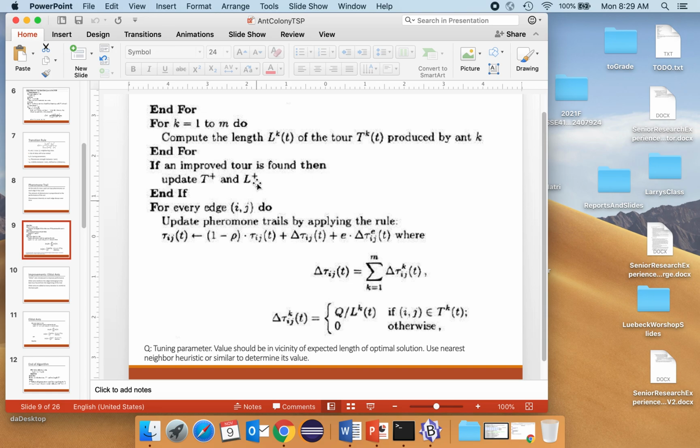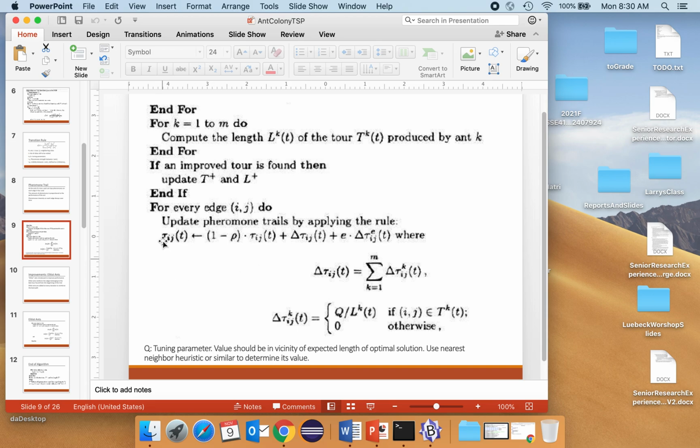So this is where we simulate some of the stuff that we have seen. Let's have a look at the algorithm. So now what we're going to do is compute the length of a tour produced by ant k. We'll simply check, did we find an improved tour? If so, we update T plus and L plus. Otherwise, we're going to lay pheromones on each edge ij as follows. So notice that this for loop is only going to be run once over each edge. And so we're going to update the pheromones for each edge just once. However, we will consider all the ants.